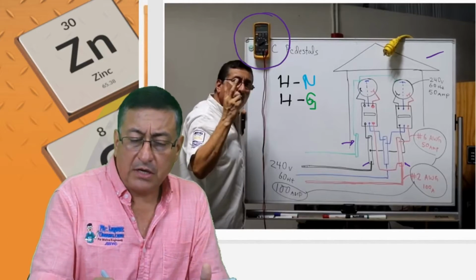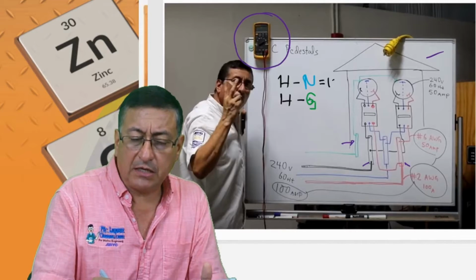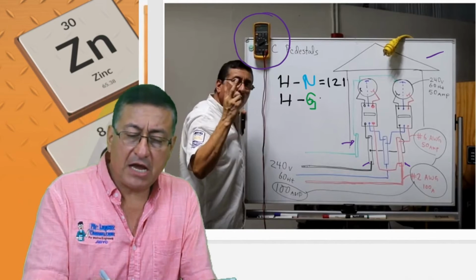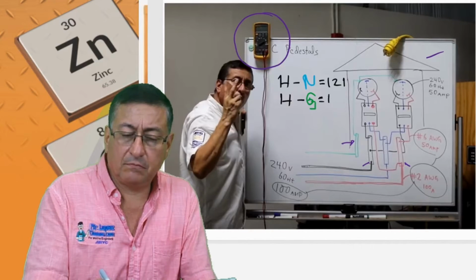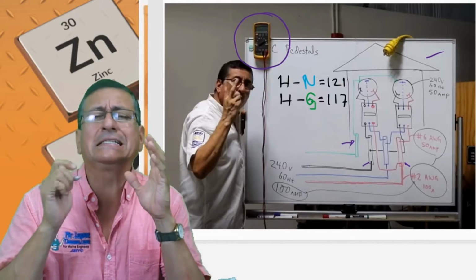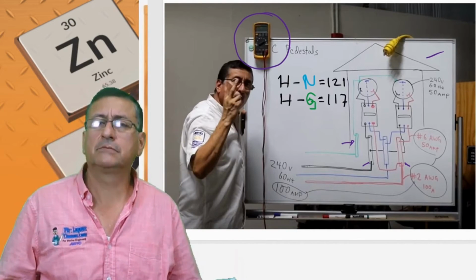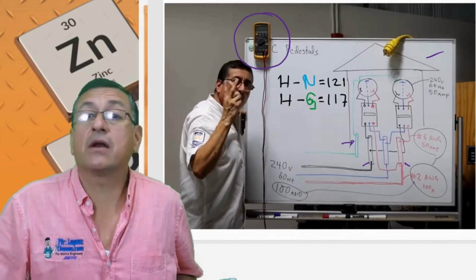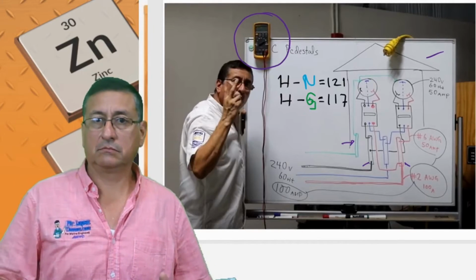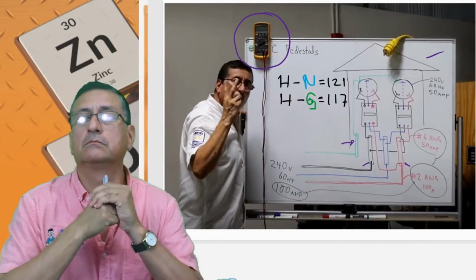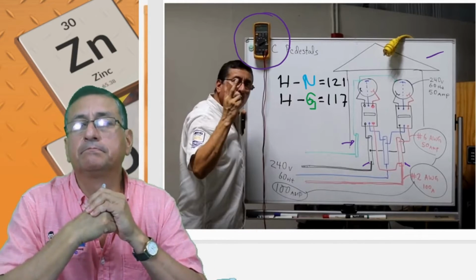For example, I check with my multimeter between hot and neutral: 121 volts AC. Between hot and ground: 117. Normally, between hot and ground, you have a little less, but it's practically nothing, some millivolts less. If the difference between the reading between hot and neutral and the reading between hot and ground is more than 2 volts, you have a problem in the ground. It's simple.